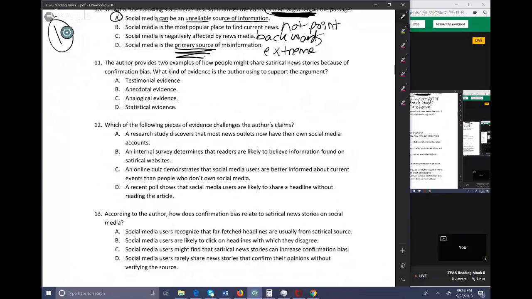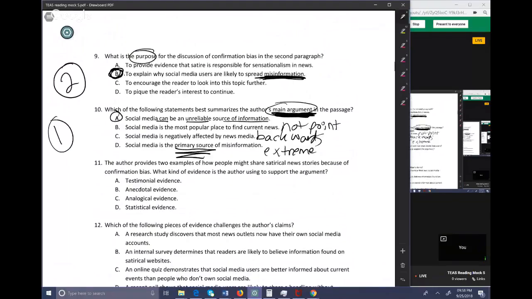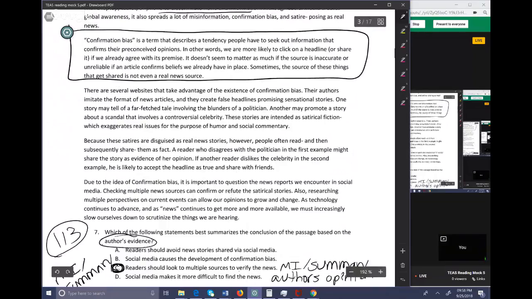The author provides 2 examples of how people might share satirical news stories because of confirmation bias. What kind of evidence is the author using to support the argument? This is a terrible question, and if I were the writer, I would not have this on there because none of these are good answers. If you don't remember, these are right here.